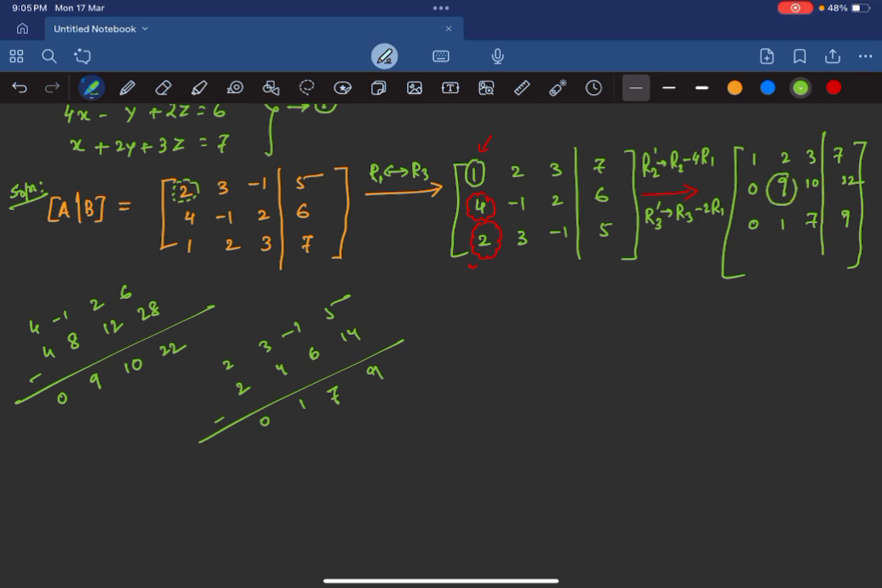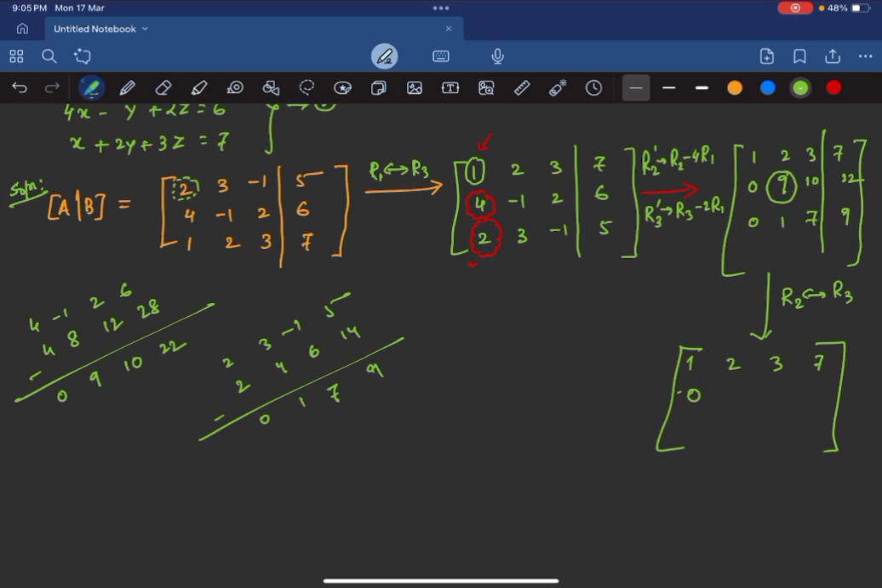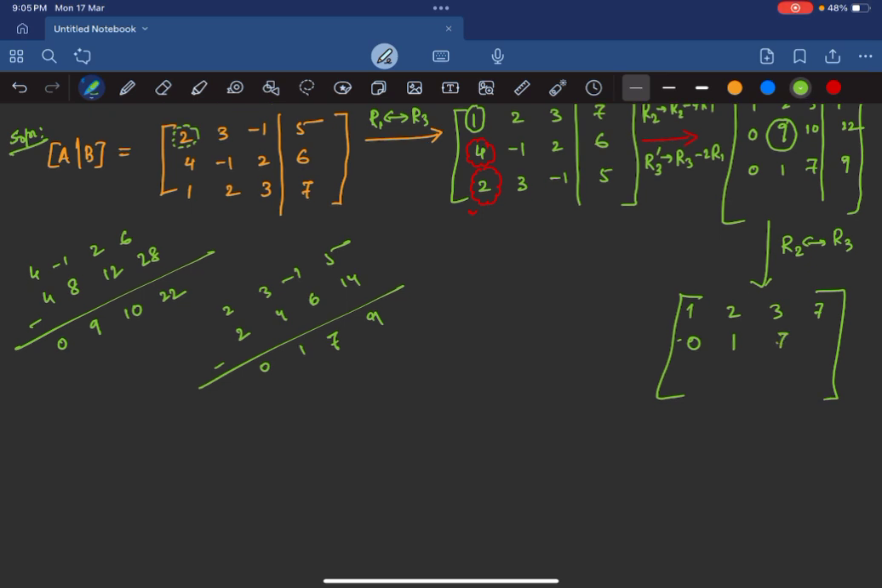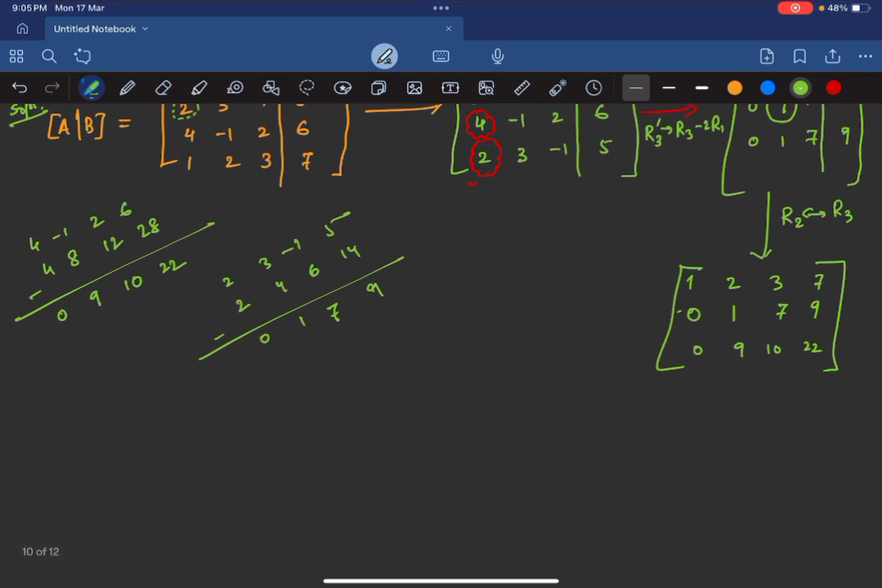Next, you need to make this position 1. For that, you can observe the second and third rows. You can do the swapping, that is R2 interchange with R3. If you do this, just observe it carefully: 1 2 3 7, then 0 1 7 9, then 0 9 10, and I guess 22.